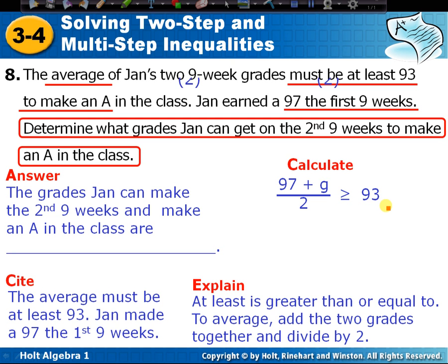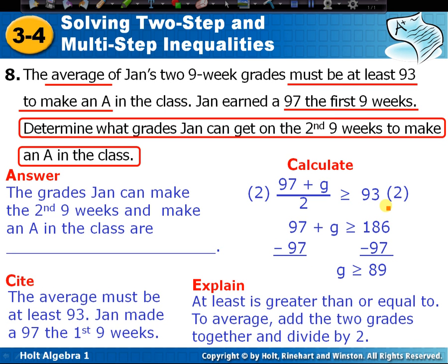So now we're going to solve. I'm going to multiply both sides by 2. We usually do our adding and subtracting first, but here, since the entire thing is being divided by 2, I have to multiply by 2 first and move the 2. So I multiply both sides by 2 and I get 97 plus G is greater than or equal to 186. Then I'm going to subtract the 97 from both sides and get that G is greater than or equal to 89. And in my explain, I write at least is greater than or equal to, and to average, I add the 2 grades together and divide by 2.